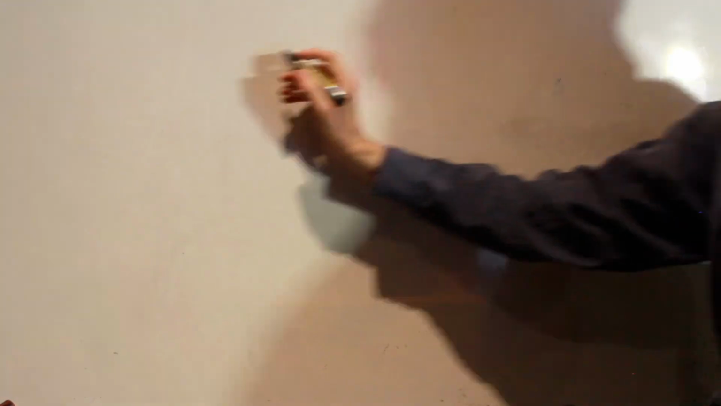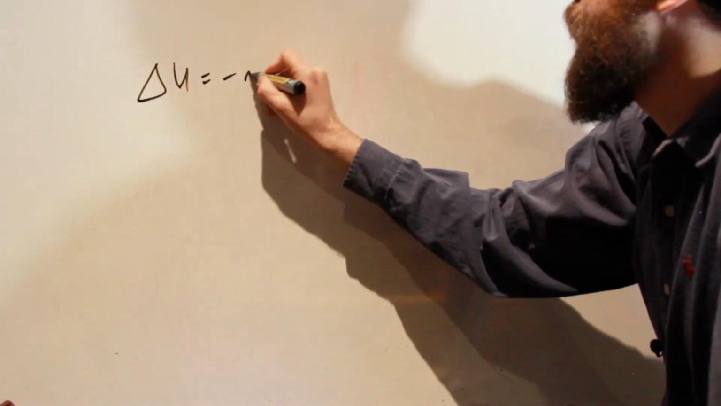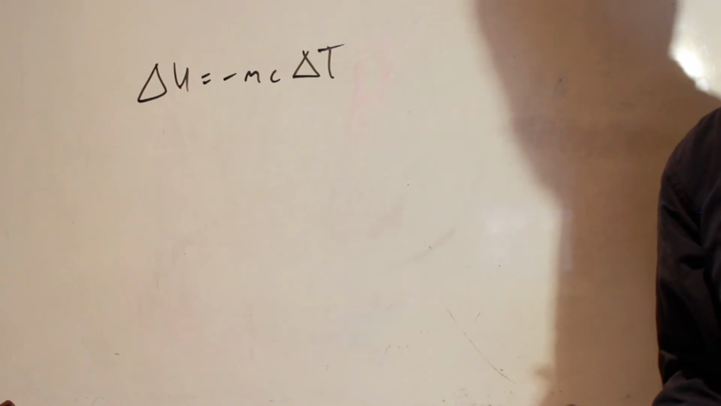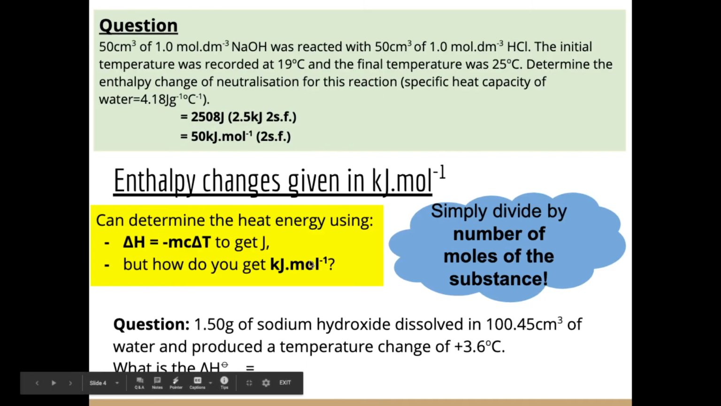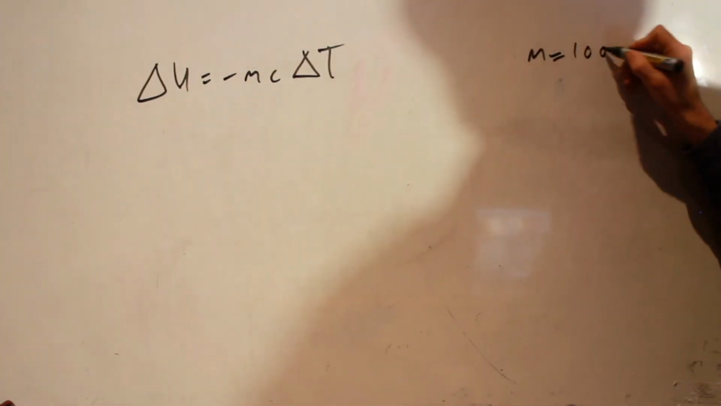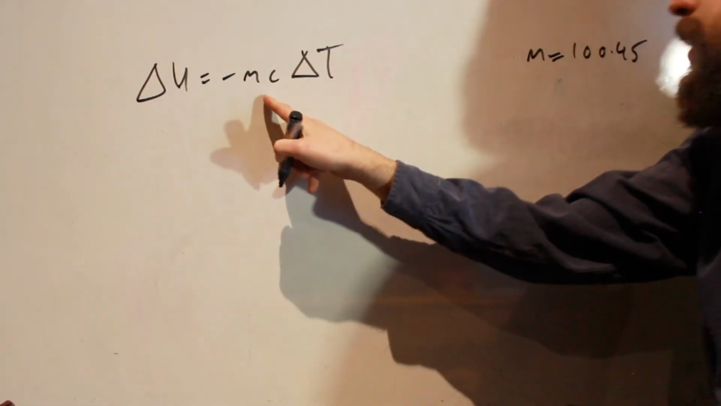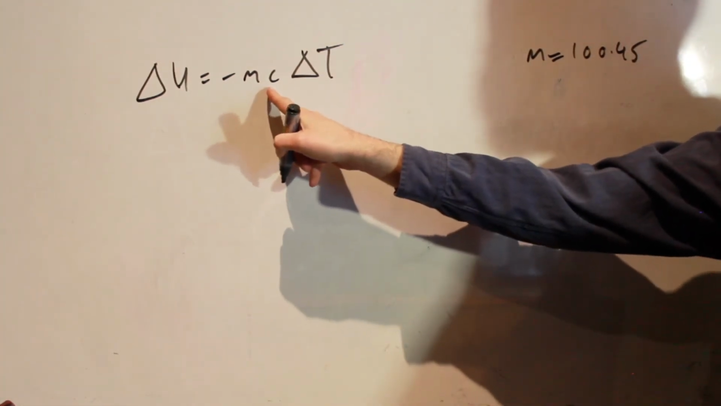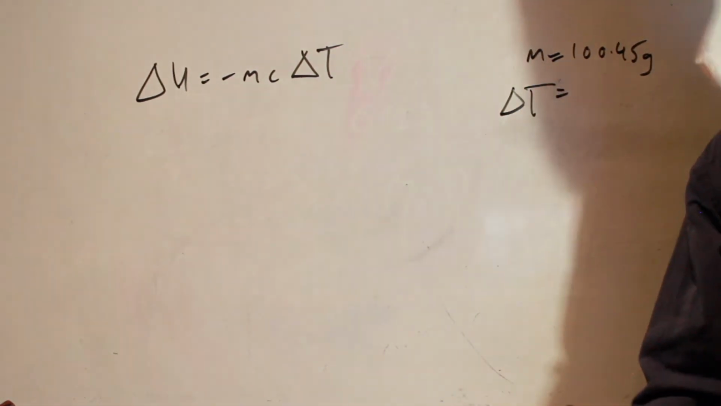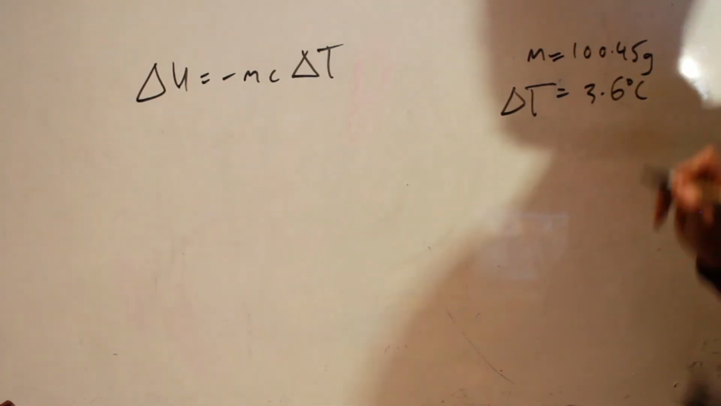Back to my whiteboard. I've got my equation, delta H is equal to minus mcΔT. As always, if you want to have a go and then check it, now would be the time to do that. We've got a mass of not 1.50 grams. Remember, it's the mass of our water. So we've got a mass of 100.45 grams. Our c is 4.18. That's always the specific heat capacity of water. My delta T is equal to 3.6 degrees Celsius. We're given that in the question.